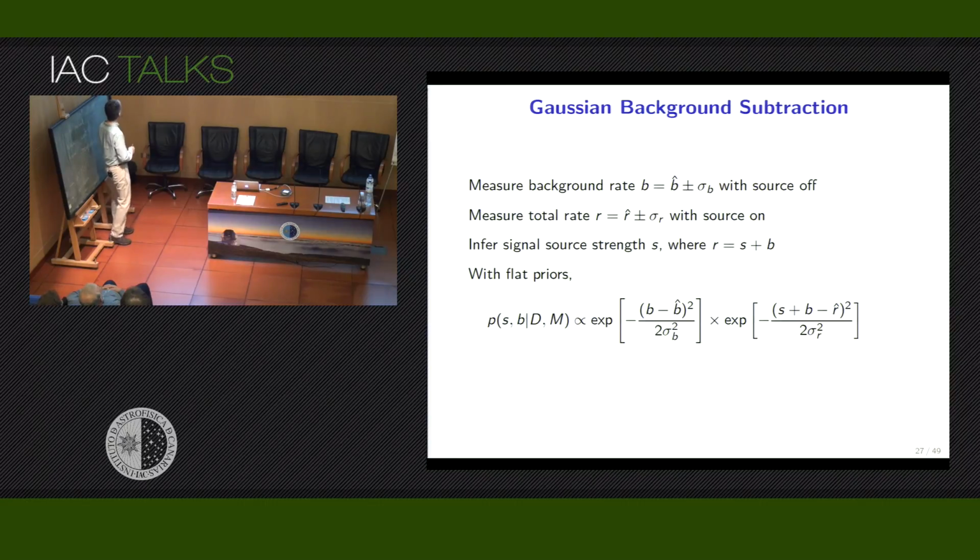Well, if we have flat priors and Gaussian likelihoods, we know that the joint posterior for the source and the background will be this prior for the background times this piece for the source plus background, the total rate term, source plus background minus the total rate estimate. So now we have a joint posterior distribution for the background and the signal parameters. So how do we summarize what the data tell us only about the signal, including in our summary all the uncertainty about the background?